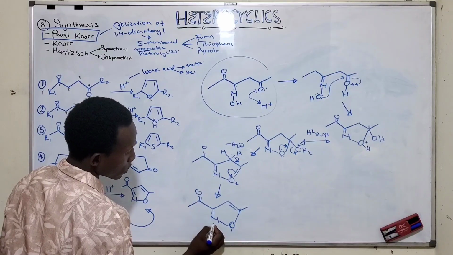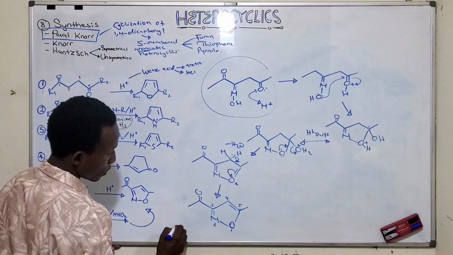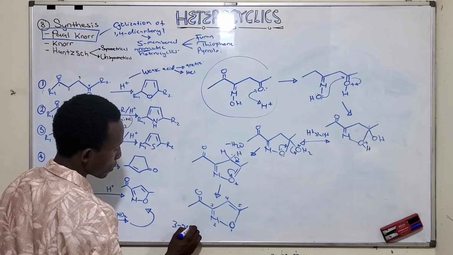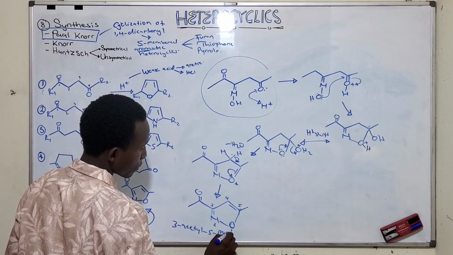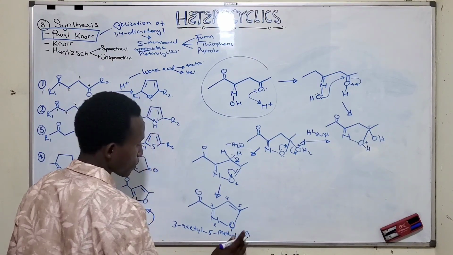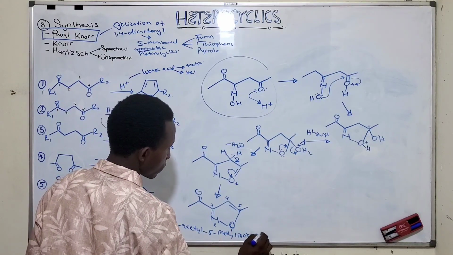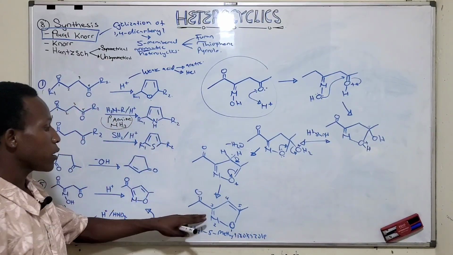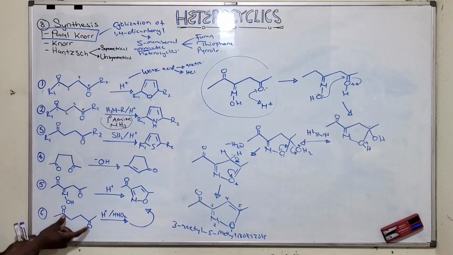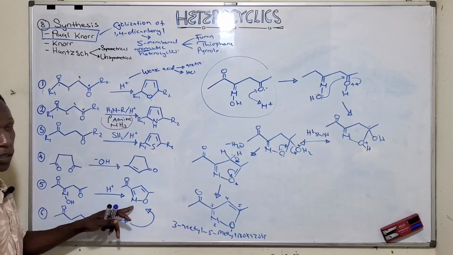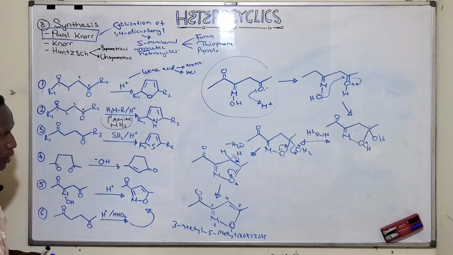Remember, this is position 1, 2, 3, 4, and 5. So it is 3 acetyl, 5 methyl isoxazole. So that's our product. We are seeing here, we can have this mechanism leading us to the same product, but also here we are having this can give us the same product.